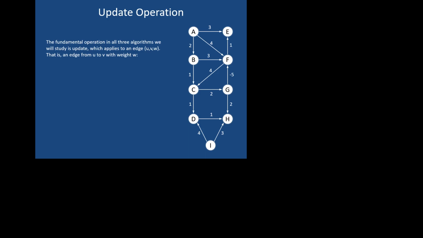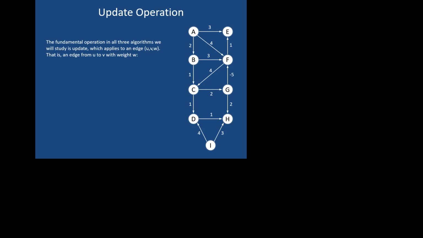Is it A, B, C, G, F, E? That'd be a length 1, but if we went A, B, C, G, F, C, G, F, E, that would make it lower, right? If we go around that loop again, that'd make it lower still, because every time we go around that loop, we get a negative 1. So there is no shortest path from A to E. At least no finite shortest path from A to E. So the problem isn't very well defined when there's a negative cycle. So we're going to assume for all of our algorithms that there's no negative cycle.